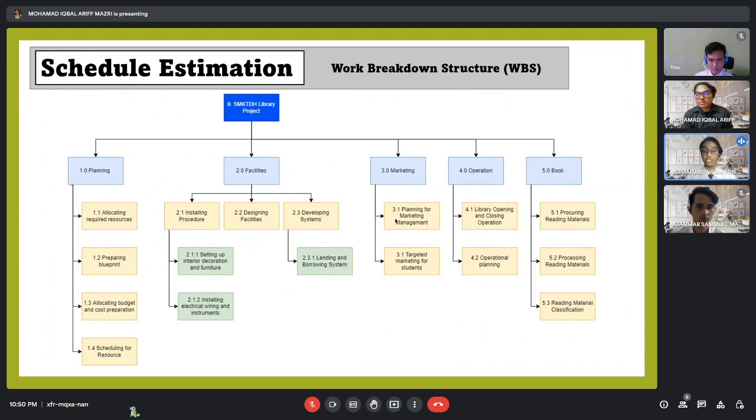And then the marketing, we plan for marketing management, and then we target marketing for the students. And for operation, we have library opening and closing operation, and the operational planning. And the last thing is the book, which is procuring reading materials, processing reading materials, and reading material classification.